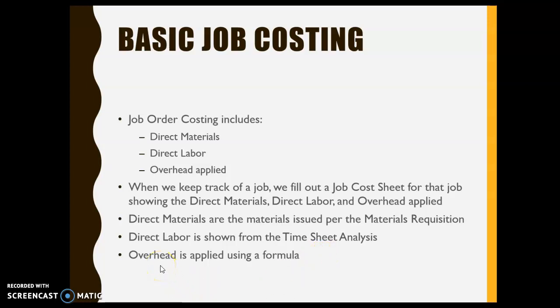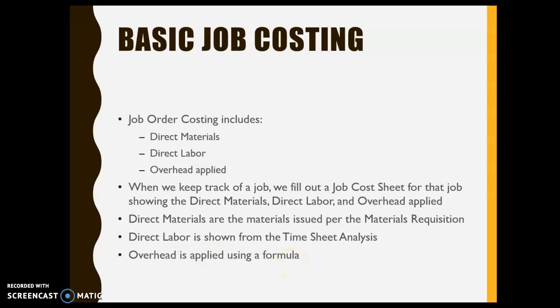Overhead on the debit side is the actual overhead, which includes the indirect materials and the indirect labor that we just talked about, along with other factory-related costs, such as insurance on the factory building, repairs for factory equipment, and utilities for the factory building, etc. But overhead is applied to the job, and then we're going to credit overhead. That's when we're applying it. We're going to use a formula to do that.